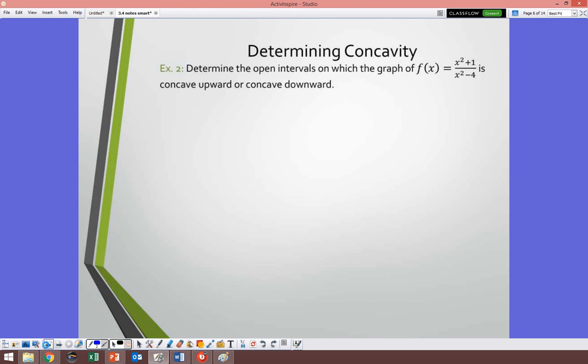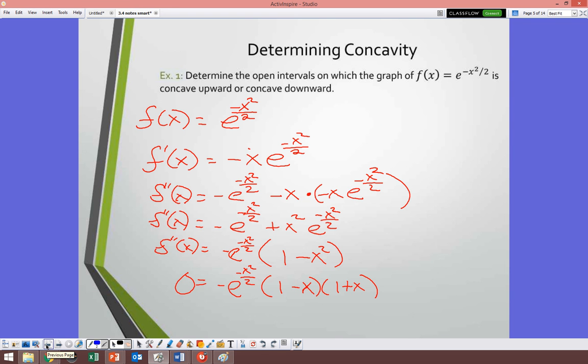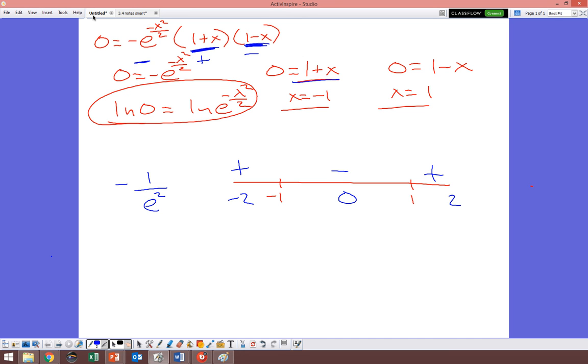So greater than 0 is up. This method: greater than 0 is up. So this is concave up. If I'm looking at this, over here it's going to be up, and right here it's going to change. Concave down. And then right here it's going to change like this.